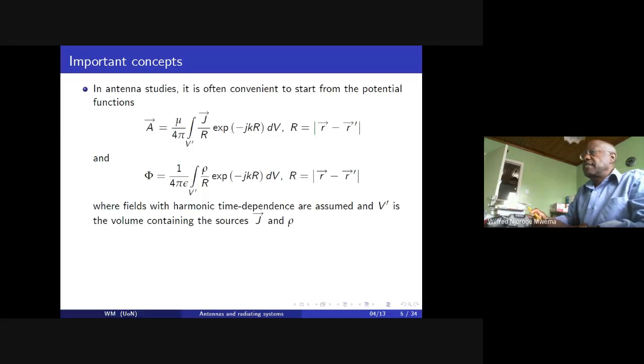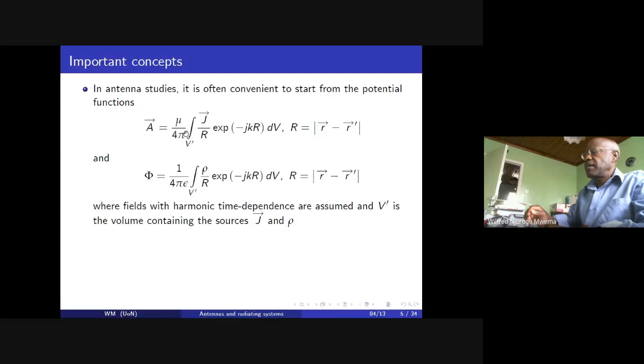So, in antenna studies, it is often convenient to start from the potential functions because we saw before that we can always describe all the magnetic and electric field components by getting only one of the potentials, using the Lorentz condition. So the functions, which we can recall from last semester, are, one, the magnetic vector potential A, given by the integral of the current distribution over the volume of space of interest, where we have given the definitions of the variables in this equation. And of course, we have the electric scalar potential phi, also given by the values there.